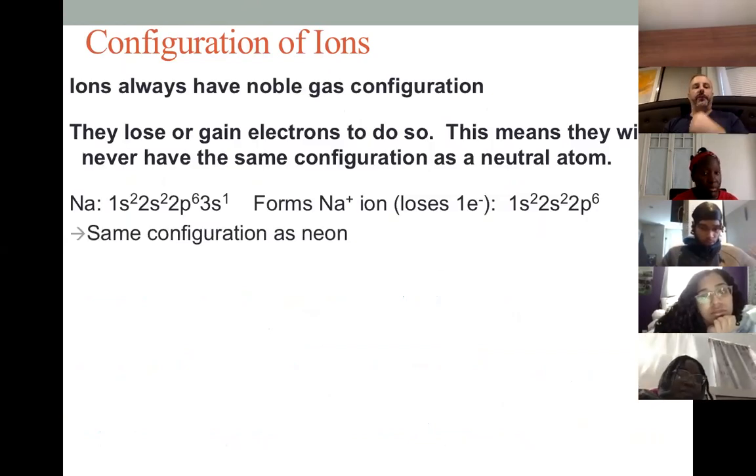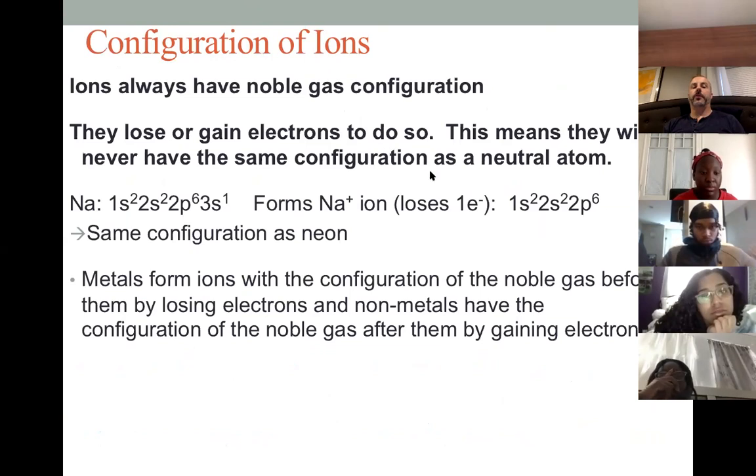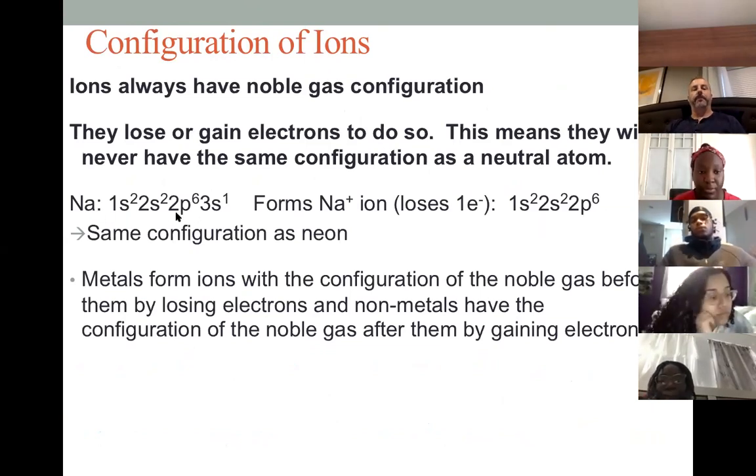I did want to go over configurations of ions because there were some issues with that. So if we look at sodium, 1s2, 2s2, 2p6, 3s1, it's number 11: 2, 4, 10, 11. But when it makes an ion, remember, a positive charge means it did what? Lost an electron, right? It lost an electron. And so it loses this one. It loses its valence electron.